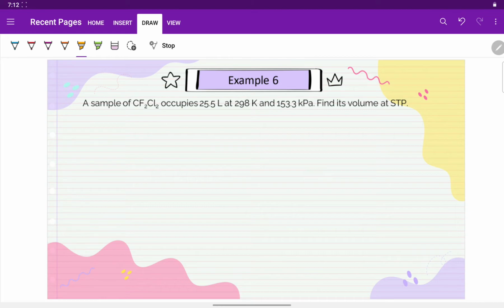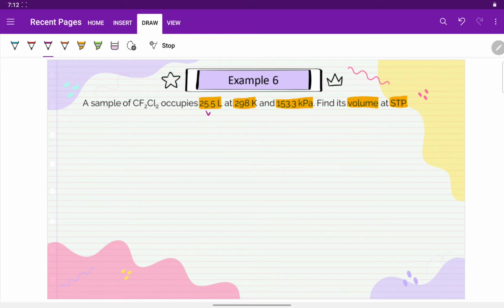Okay, next question, example 6. A sample of CF2Cl2 occupies 25.5 liter at 298 Kelvin and 153.3 kilopascal. Find the volume. Okay, dia minta volume at STP. Okay, kita go through soalan dulu.